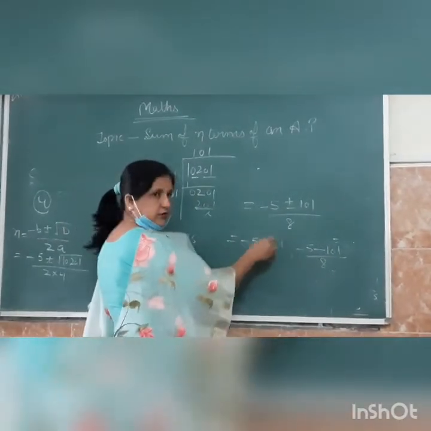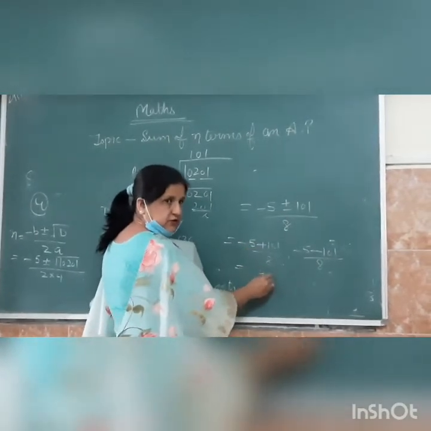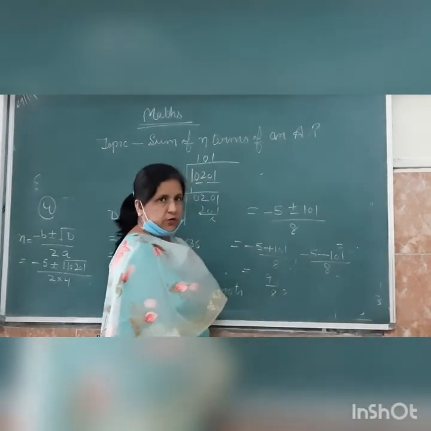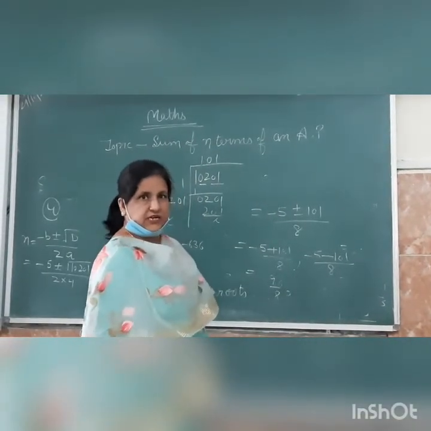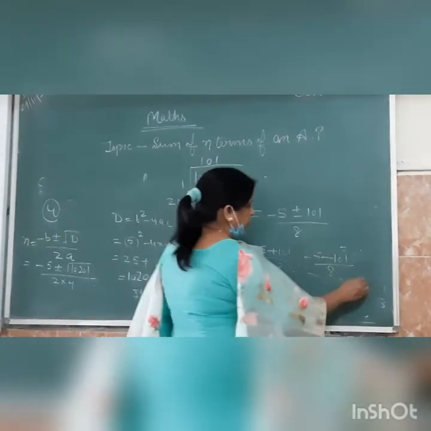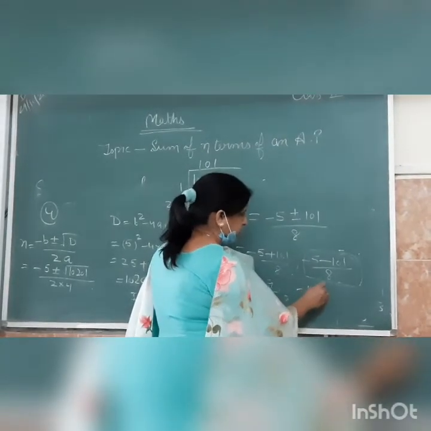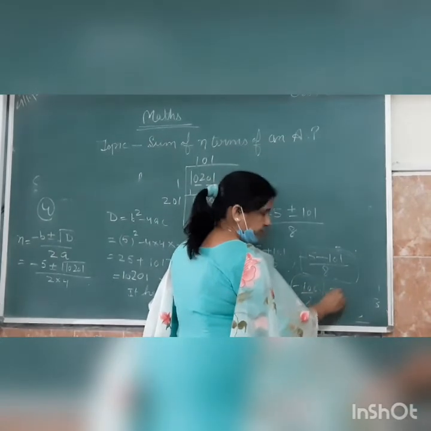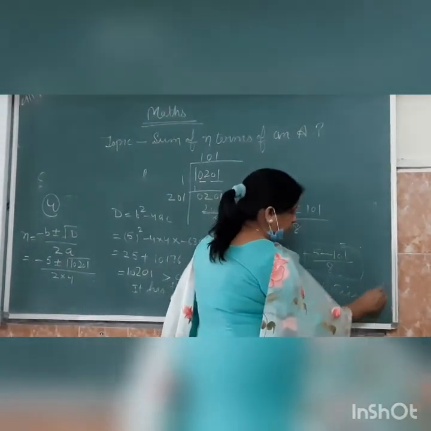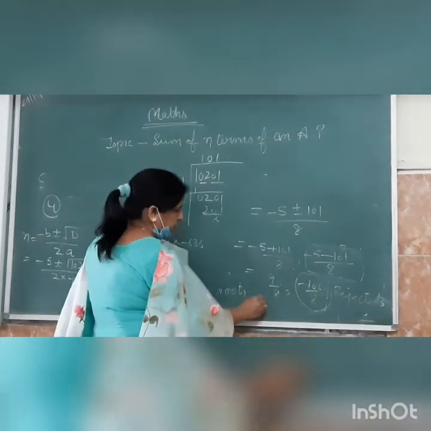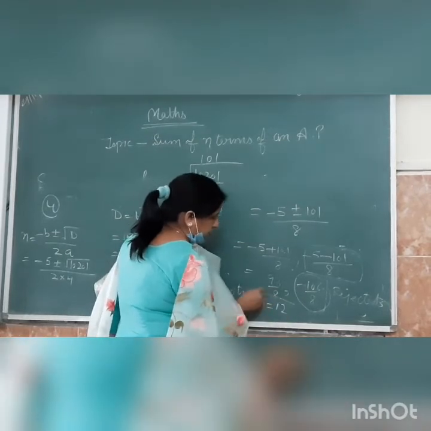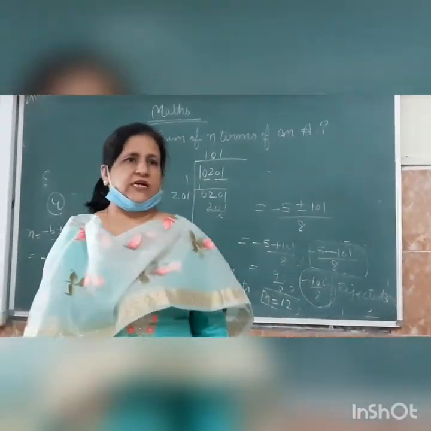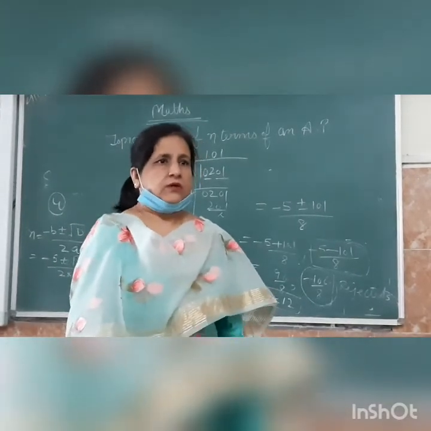Solve it. 5 minus 96 over 8. Negative is not possible, so the number of terms cannot be negative. Is that clear today? So this value, minus 106 over 8, is rejected. The number of terms cannot be negative. So n is equal to 12. The number of terms कितनी आ गई हमारे पास? 12. Is that clear today? Clear?